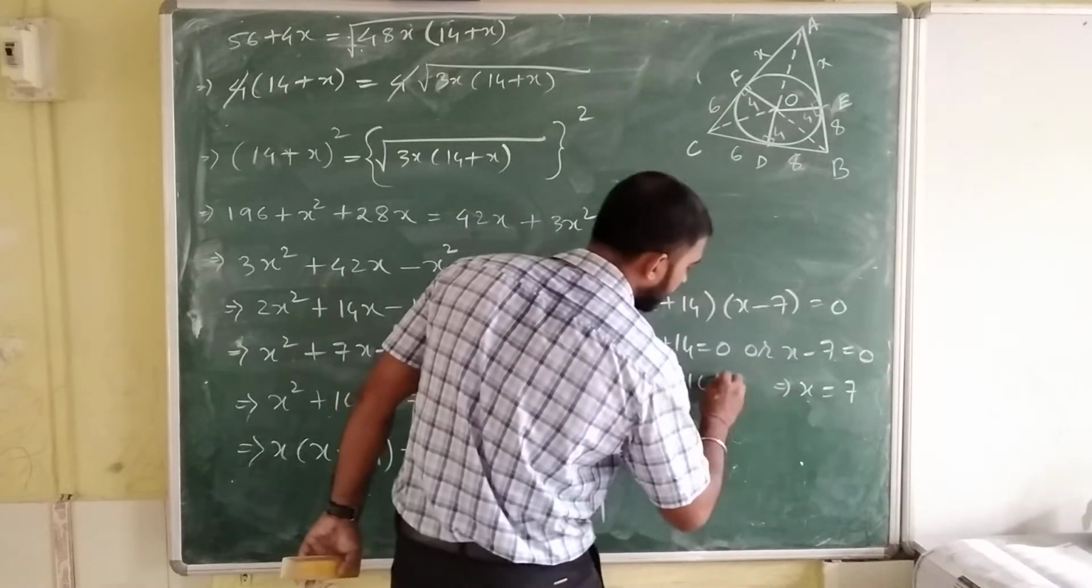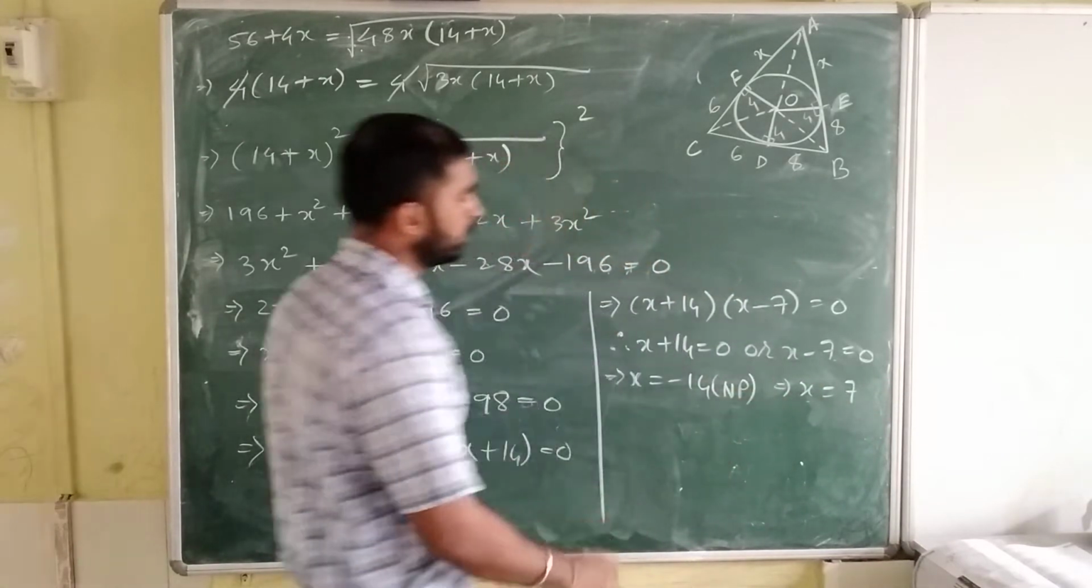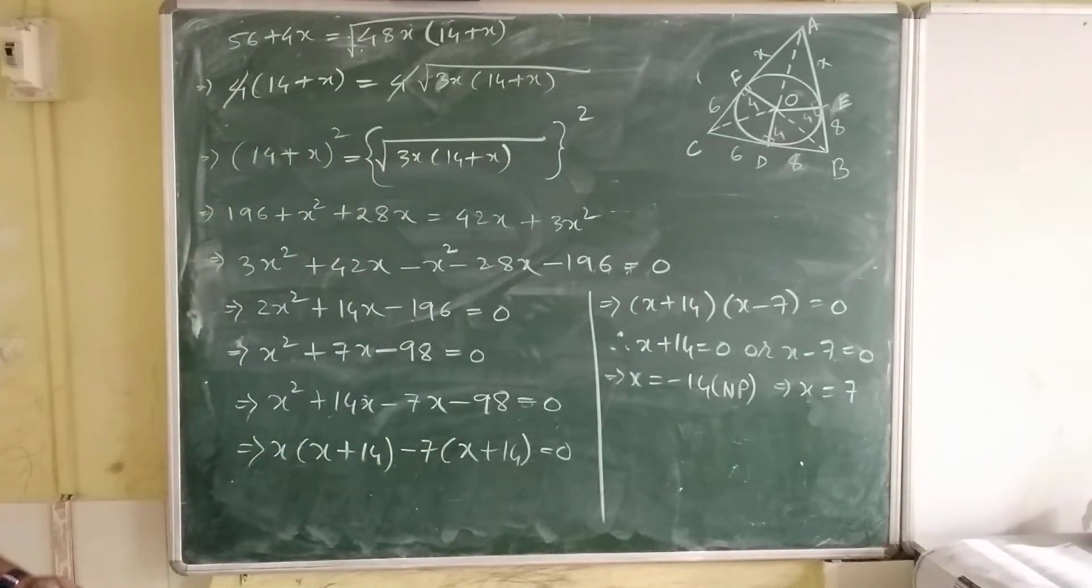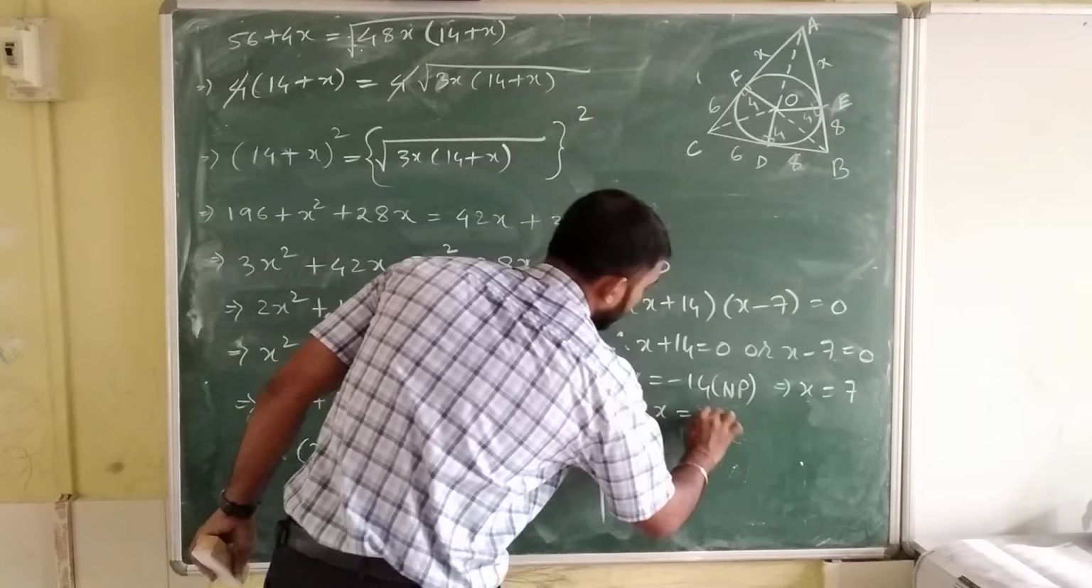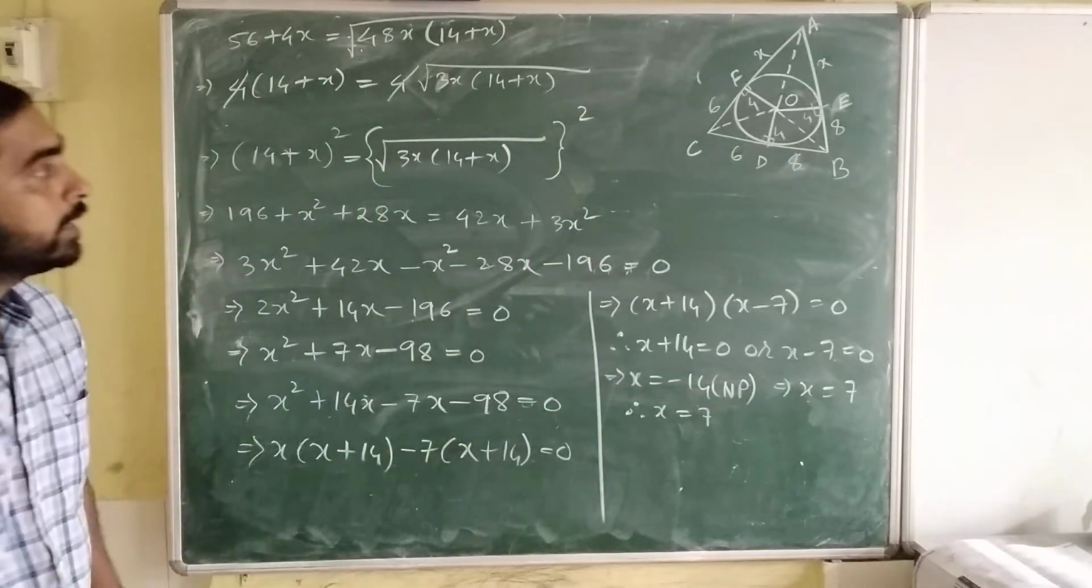Now see, side cannot be negative. That's why x = -14 is not possible. So we have to take x = 7. So x equals how much? x equals 7. So what is the question? Find the length of AC and AB.